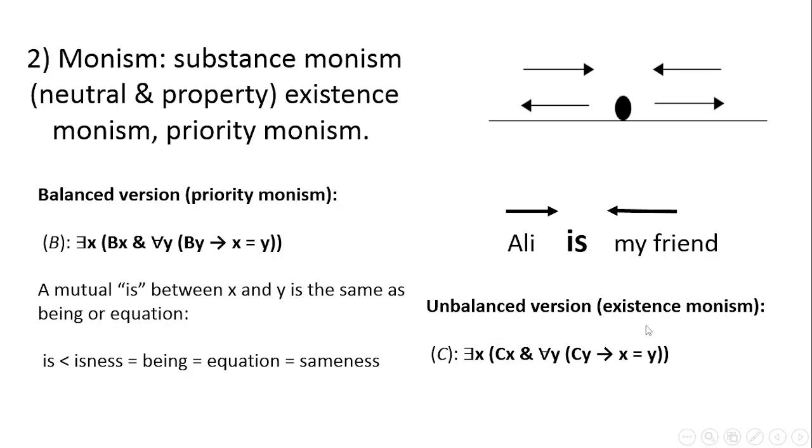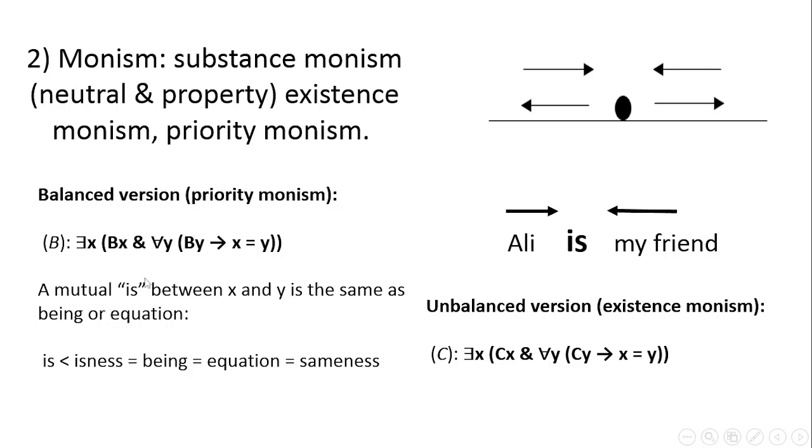So the priority monism as the balanced version basically suggests that there exists X such that X is a basic concrete object, and any basic concrete object Y is identical to X. So it basically suggests that there is only one fundamental oneness, although there might be multiplicity at the apparent level, or at the level of particulars more specifically.